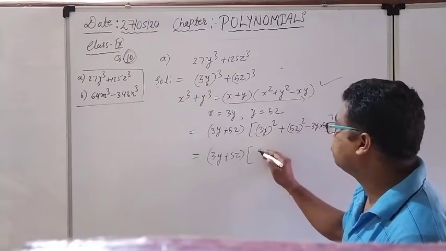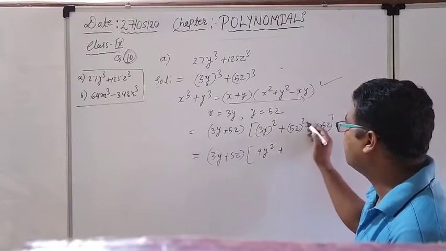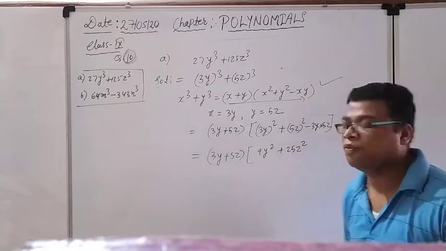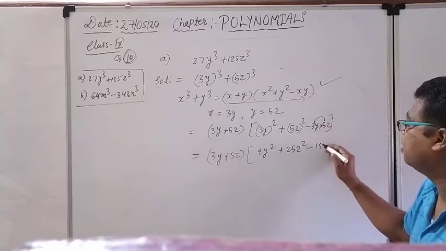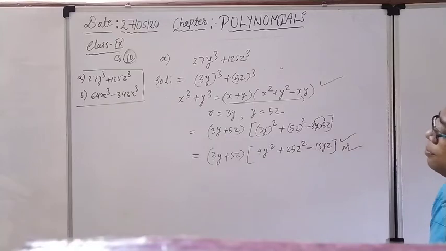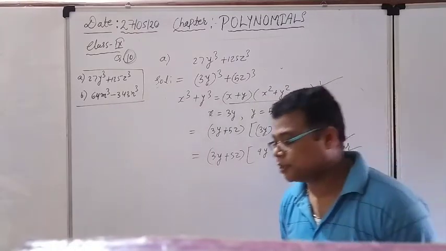3y whole square will give me 9y square. Okay, 3 square is 9 and y square. 5z whole square is giving me 25z square, because 5 square is 25. And here the multiplication, so multiply the digits first. 5 threes are 15 and yz. So this is your answer. Very easy. The person who has learned the formula can solve it easily.